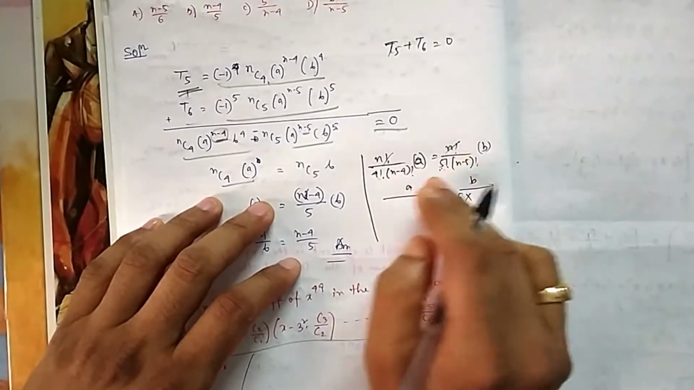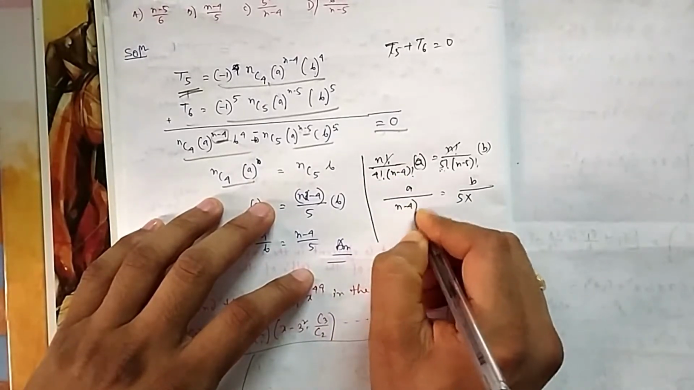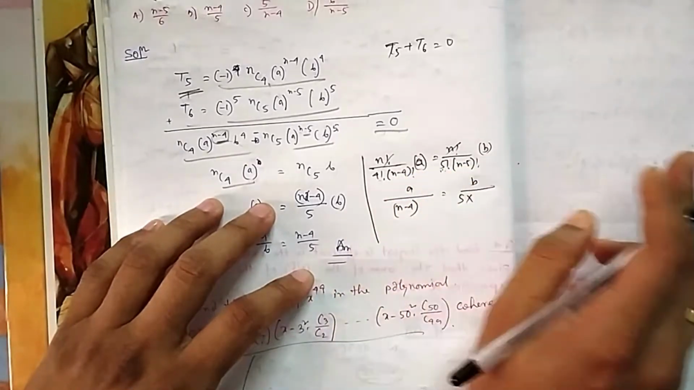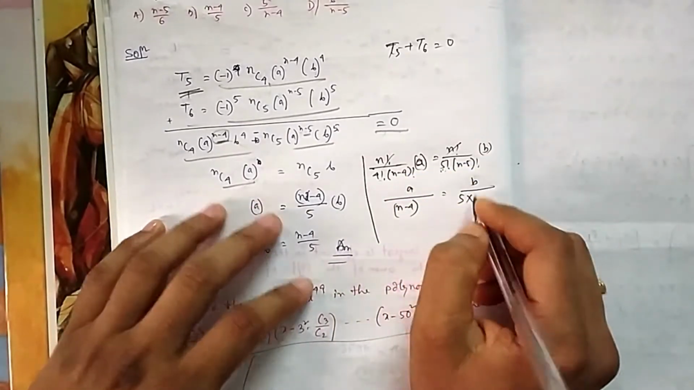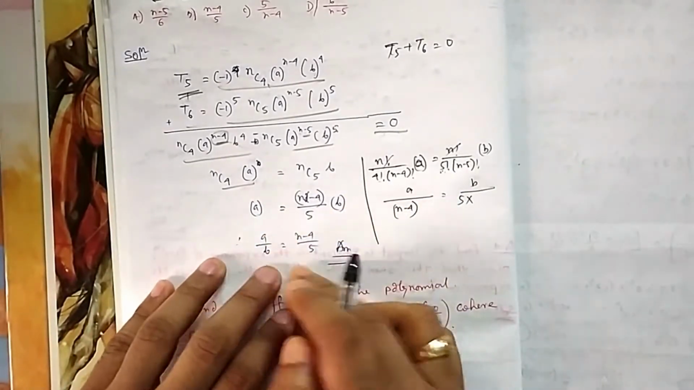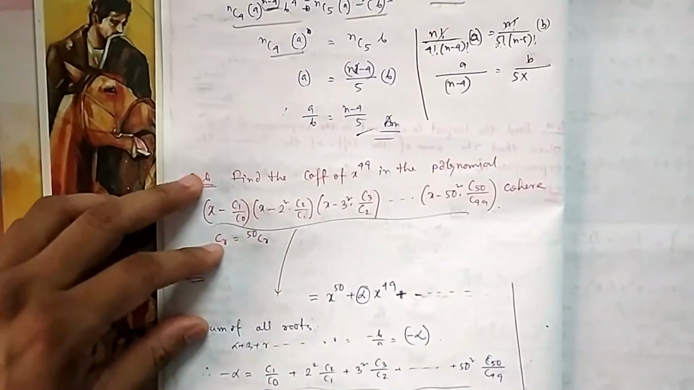Out of these two, which one is largest? n minus 4 is largest, so n minus 4 will be left. If you write it out, next it will be n minus 5, so from n minus 5 onwards it will get cancelled. So this one you can see, a is equal to n minus 4 by 5 into b, so a by b equals this one. So it was very easy, simple, straightforward. Write the expressions and you do it.